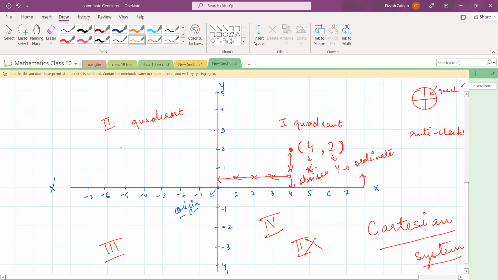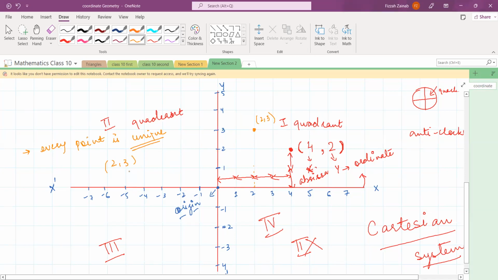Now there's one more thing about the Cartesian system: every point is unique. What does it mean? This word unique is important. That means if I write, for example, (2, 3), right? So (2, 3) is a unique point. It means I'm going 2 units on the x-axis and then 3 units on the y-axis. So this is the point (2, 3). Clear?